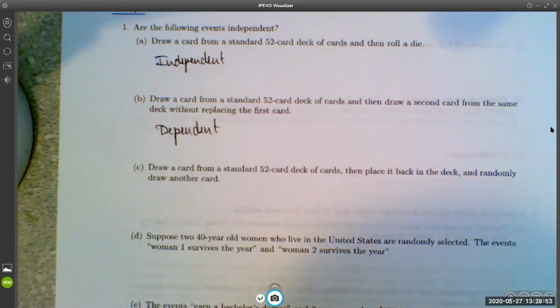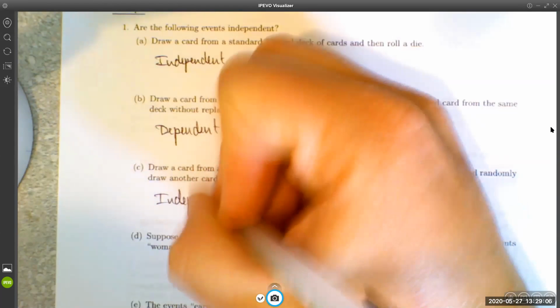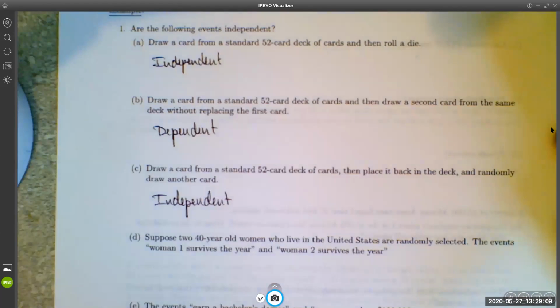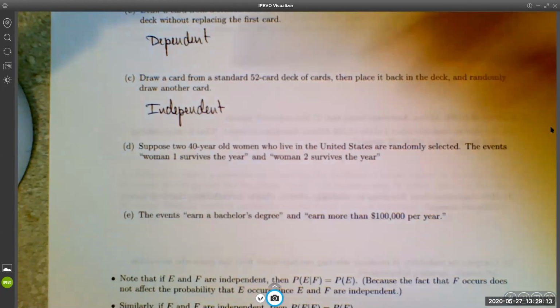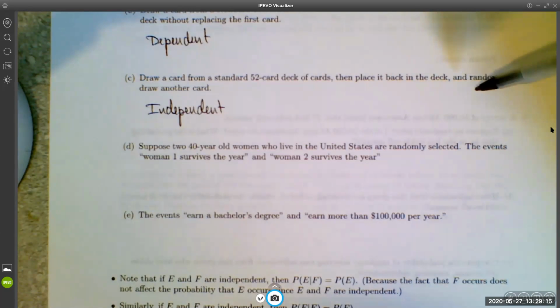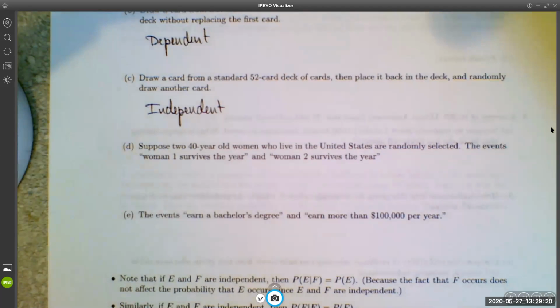Part C, draw a card from a standard 52 card deck of cards, then place it back in the deck and randomly draw another card. Okay, those would be independent events for sure. Okay, right? Because the probability that you draw a king on the second card has nothing to do with the probability of drawing a king on the first card, since you placed the card back in the deck and shuffled the cards again and all of that stuff.